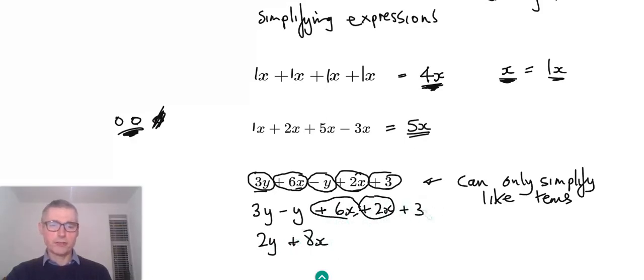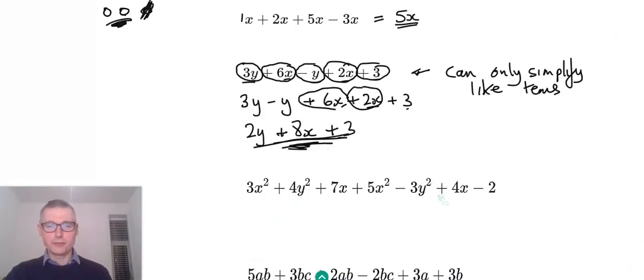And then the 3 on its own, that's considered as different to x's. So I can't say that a 3 is a like term to either the x's or the y's. So really, I've just got to treat the number on its own. That's just going to remain as a 3 because there's nothing to add that to. And that would be the answer to that one. We can't go any further with that.